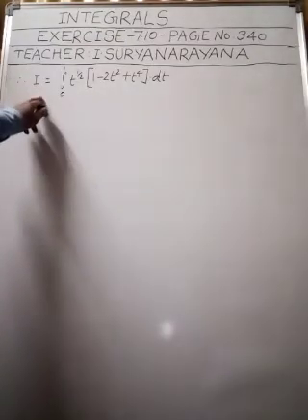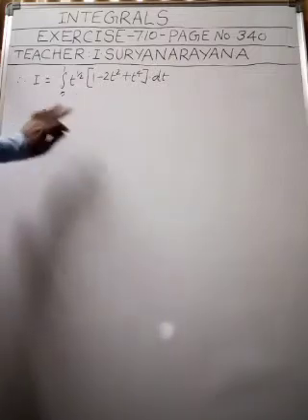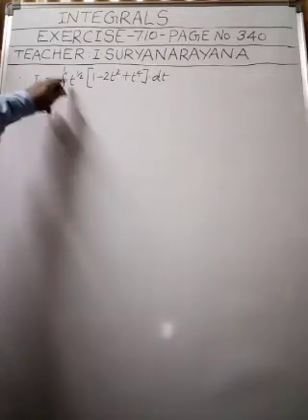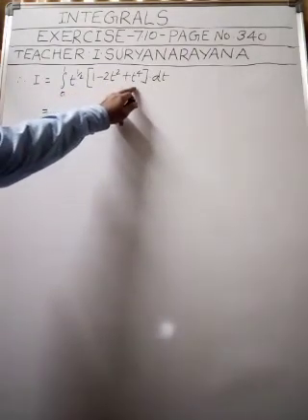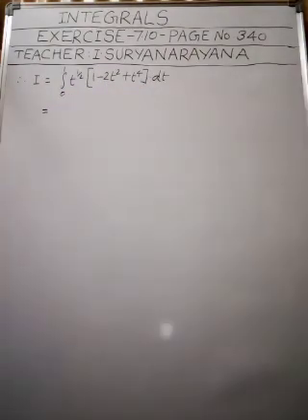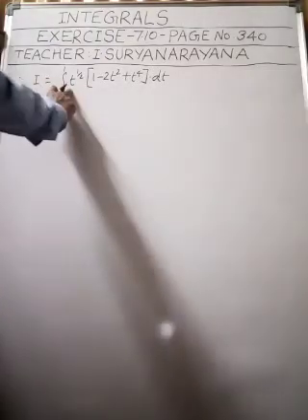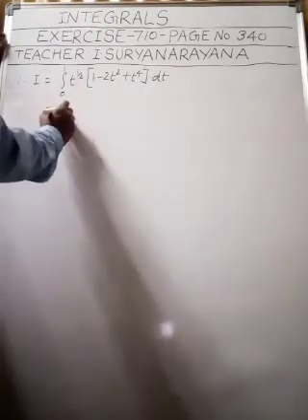Here I wrote the last step again. Okay, my children: integral 0 to 1 of t power 1 by 2 into (1 minus 2t square plus t power 4) dt. Now let us use the distributive property here. t power 1 by 2 into 1.